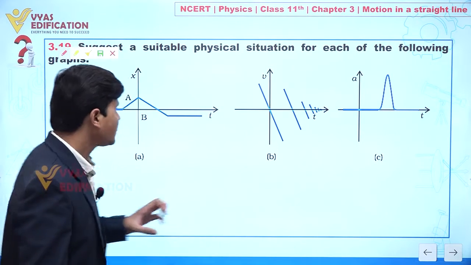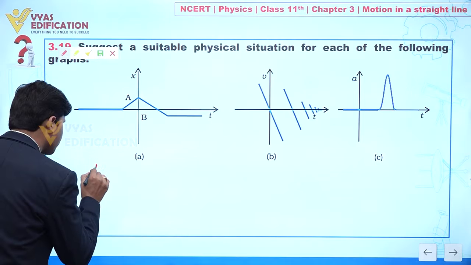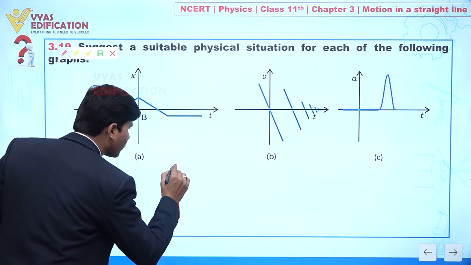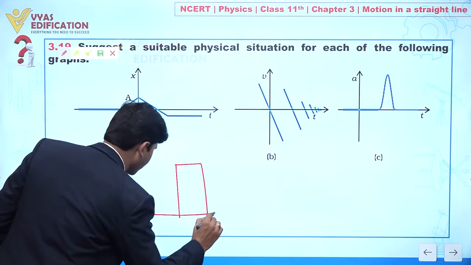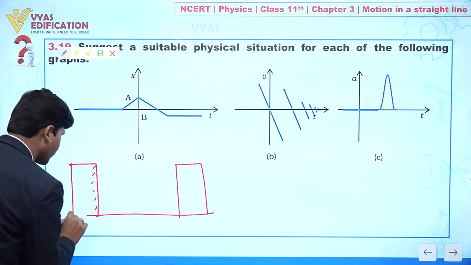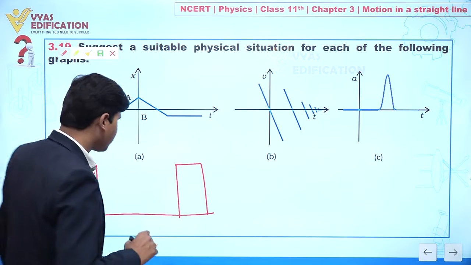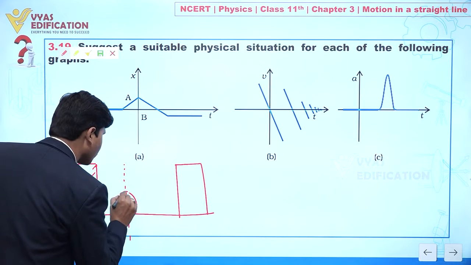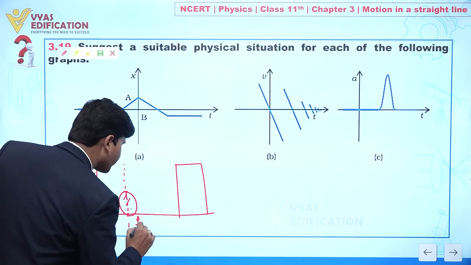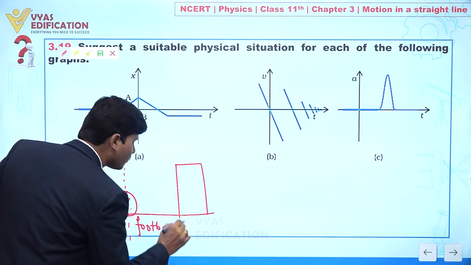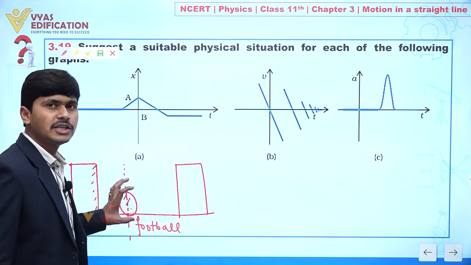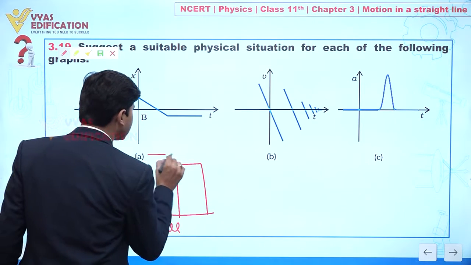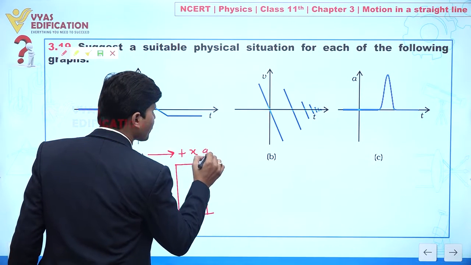Let's suppose here we have a wall, and here we also have another wall. At some position, let's suppose this is a football. Now let us try to understand. Let's suppose this is the initial position of the football, and this is x equal to 0. I am taking this direction as the positive x axis.